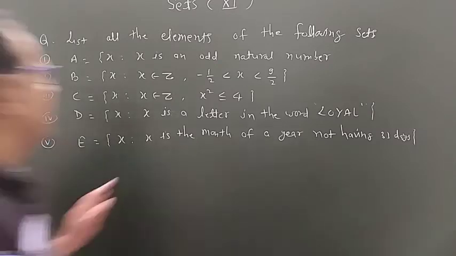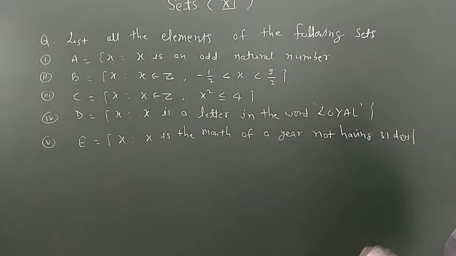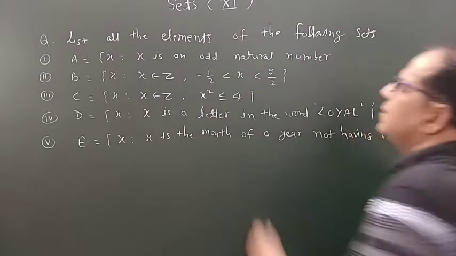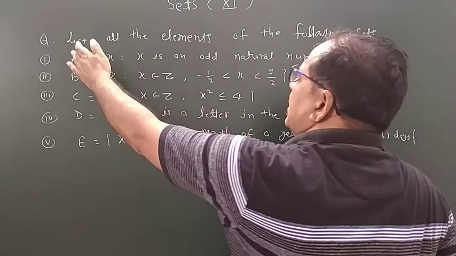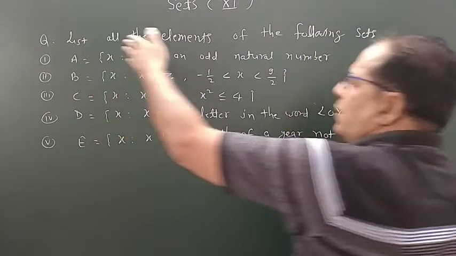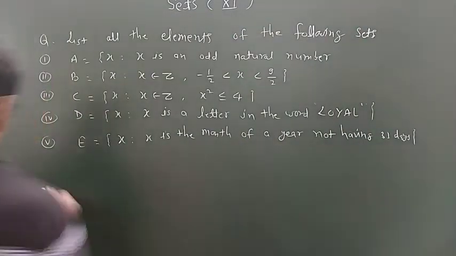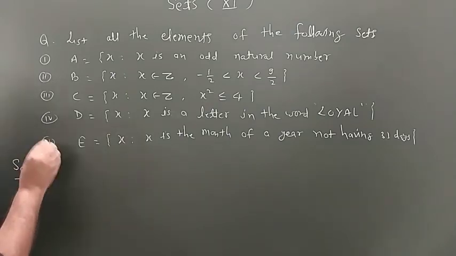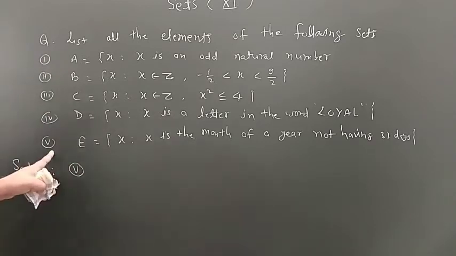So students, I am taking this problem. List all the elements of the following sets. All the sets are in set builder form, and we have to list all the elements. That means the question wants us to convert into roster form. So how can we start this? I am starting with question number 5.